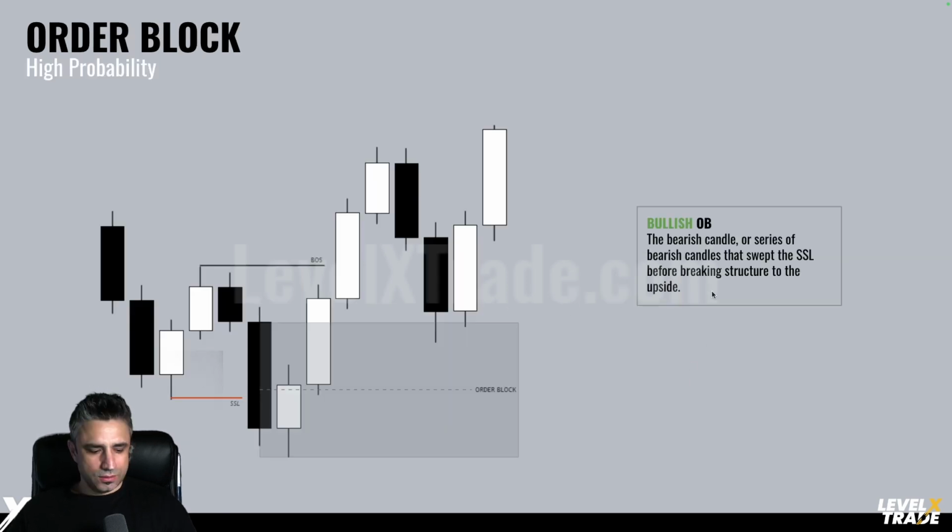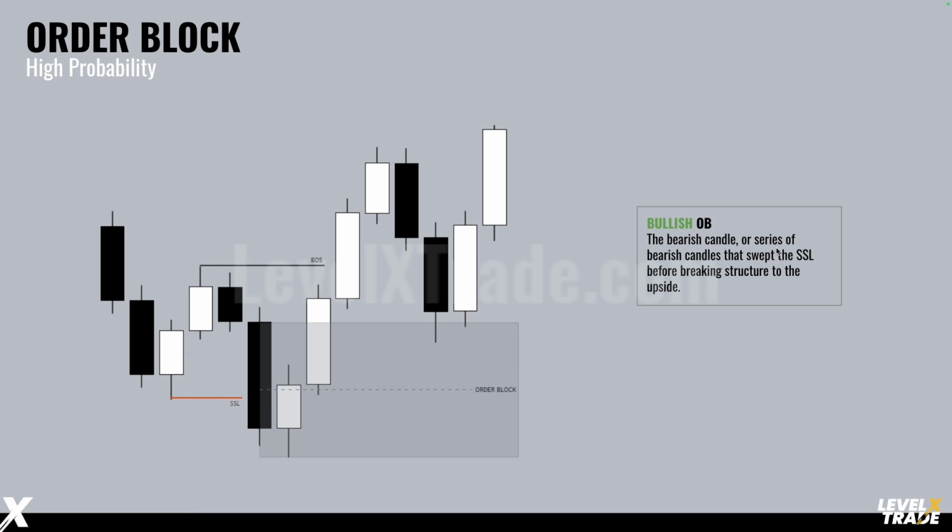Okay, and here's an application of a bullish order block. So the bearish candle or series of bearish candles that swept the sell side liquidity before breaking structure to the upside, that's what a bullish order block is. Looking at this chart right here, you have a series of candles, which is 1 and 2. Now I only marked the extreme, which is this candle right here. You could have just grabbed from the top of this one to the lowest part right here. And that is the sequence of 2 candles that we consider an order block.